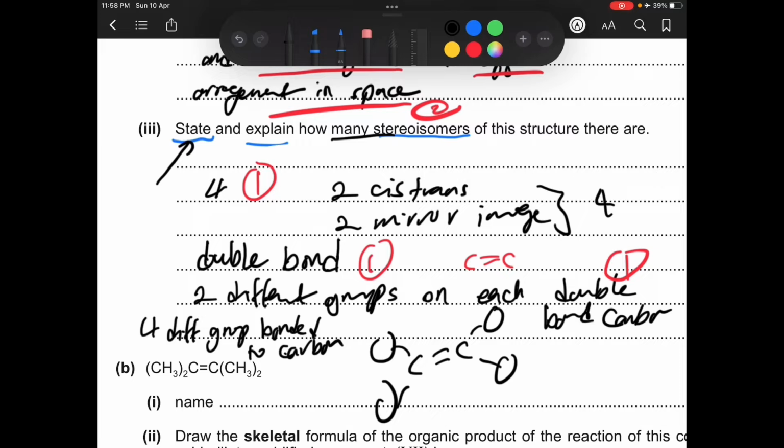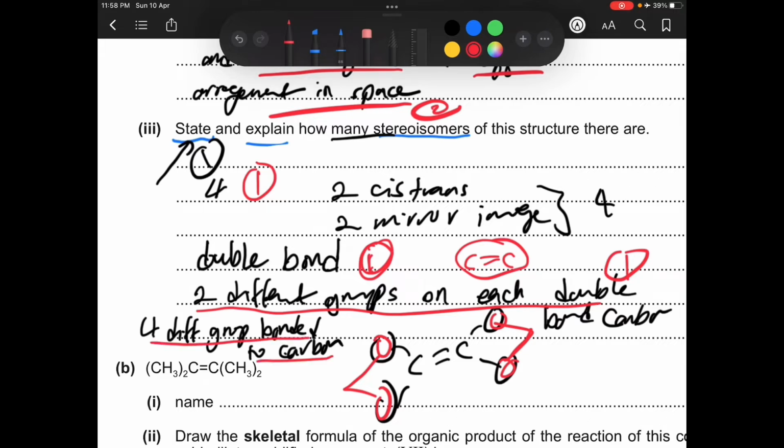Okay, and that's it. So you will have a first mark, which is the short answer. The second mark, when we say you have a double bond, indicates the forbidden rotation around the CC bond. And you have to say that you have 2 different groups on each carbon, different from each other, bonded to each carbon.